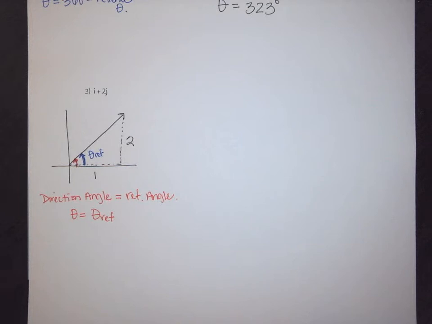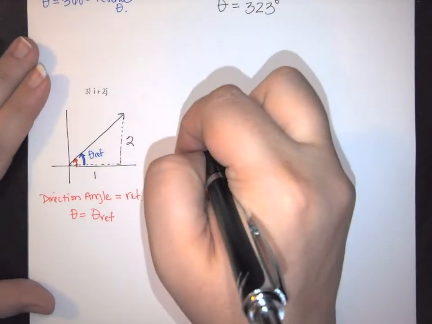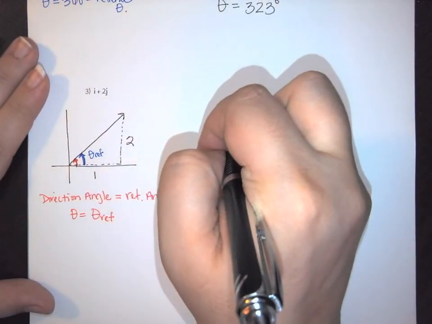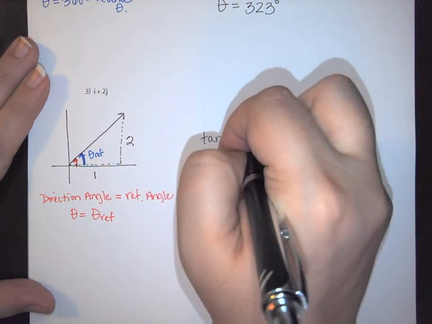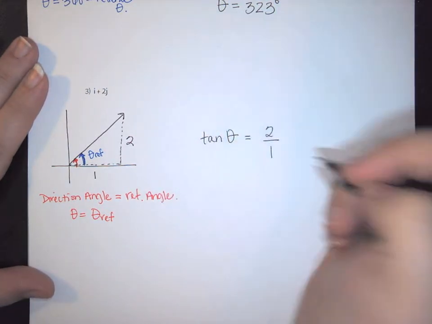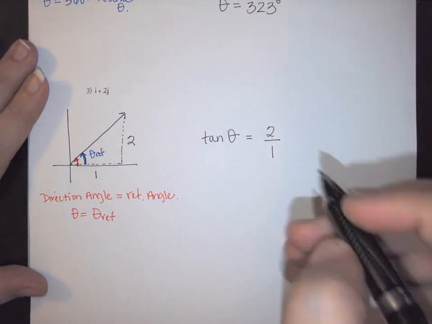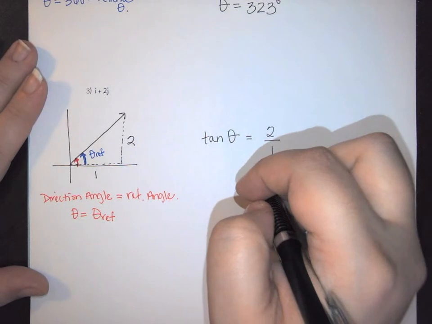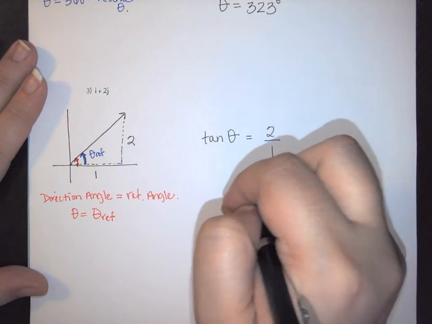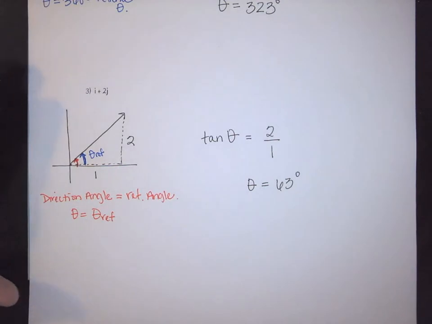So what we need to find here is that theta value. Again, if we pay attention to what we have, we have adjacent and we have opposite. So the tangent of my angle is equal to opposite 2 over adjacent 1. Again, you could go ahead and use your calculator, but in this case, we are going to find that my angle is 63 degrees.